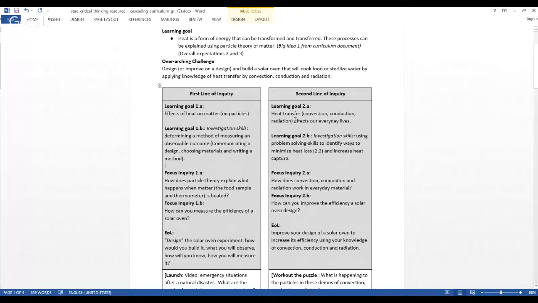Same thing happens in the second line of inquiry, but there we'll specifically look at heat transfer in terms of convection, conduction, and radiation, how those actually work and how it relates to the particles and what we can observe in our daily lives, and also our learning goals in terms of investigation skills, using problem-solving skills to identify ways to minimize heat loss and increase heat capture. So related to our solar oven, we'll be testing different materials to see which ones are better to increase heat capture and minimize heat loss. Each time the students do those small experiments, they can modify their design. And eventually at the end, we build the solar oven and have our cook-off.